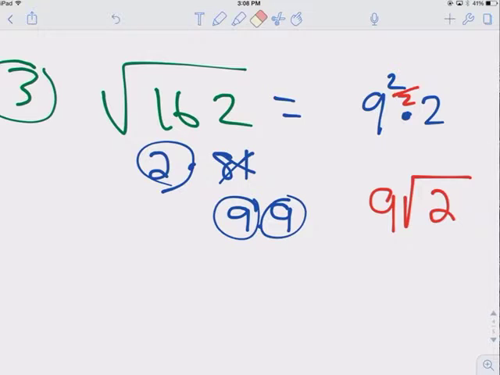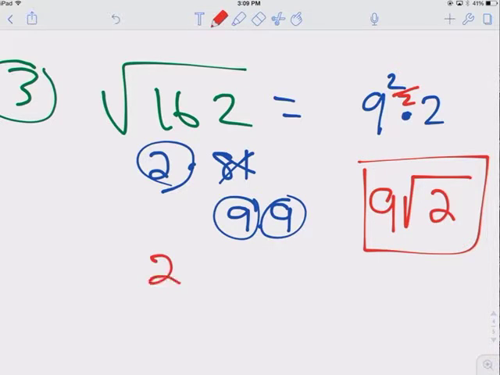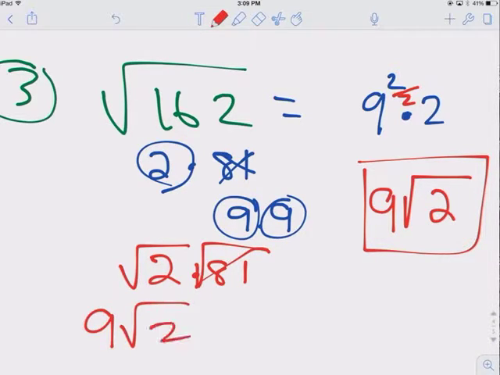What I did was I took 162 and went through the list of perfect squares, and then I simplified it. That's fine. Some students aren't getting it that way, so I'm telling them this way. If you saw 2 times 81, and that's a square root, and this one was 9, 9, the square root of 2 like that, that's perfect. That's what I did.